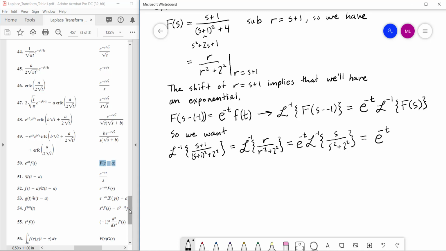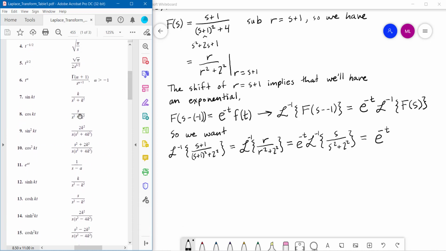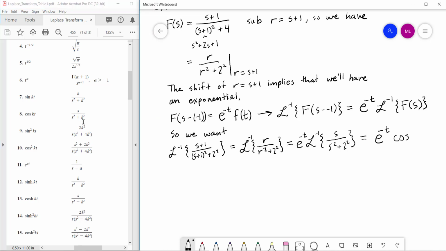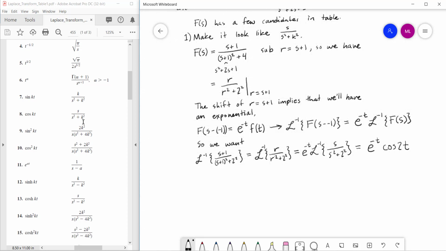What is the inverse transform of this? Coming back over to our top functions, that was our cosine term right here, with k being equal to 2. So cosine of 2t. So that's one way to do it. That's probably the harder, uglier way to do it. So let me show you another easier way.